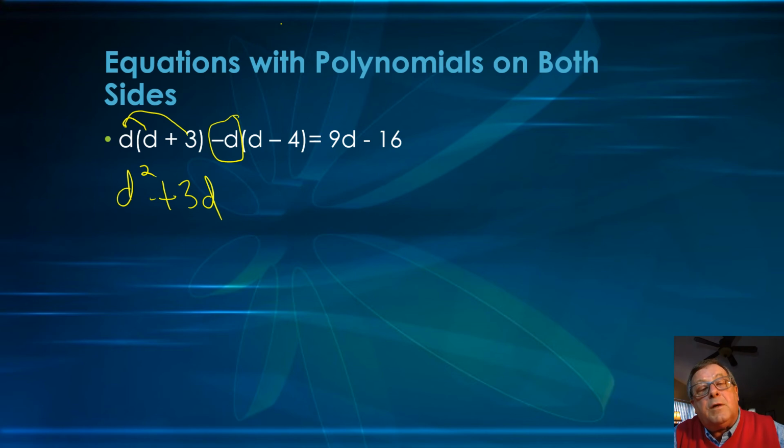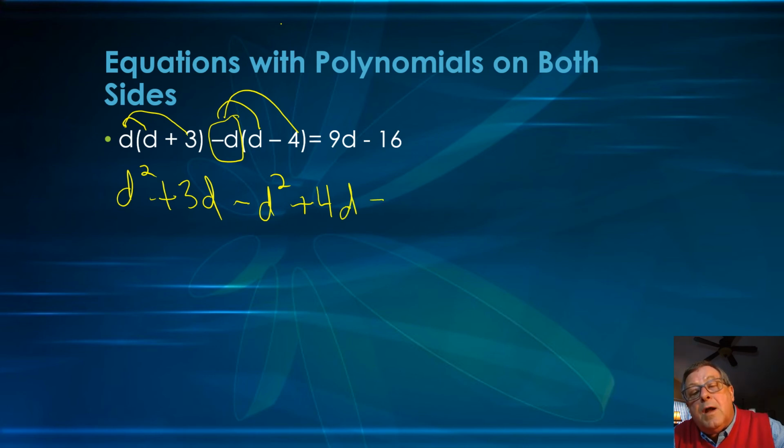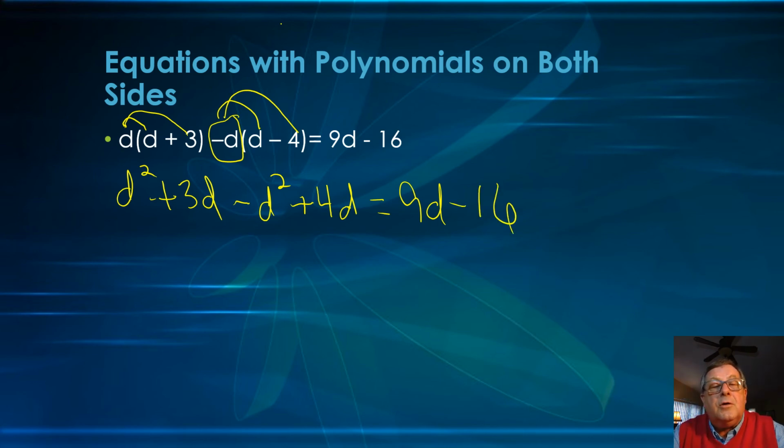And now, again, I want to be careful to keep this negative sign. Don't treat this as a subtraction, but treat this as a negative d times d, and negative d times negative 4. Let's see, negative d times d is negative d squared, and negative d times negative 4, two negatives multiplied together gives me a positive 4d, and that is equal to 9d minus 16. Those are two separate terms. There's nothing I can do with that at the moment, but I'm going to do something here in a moment.